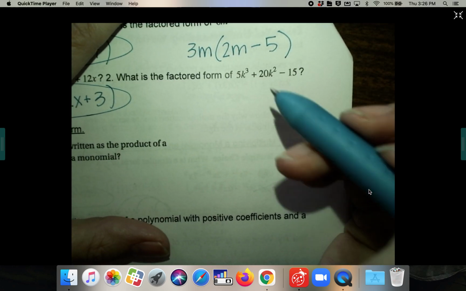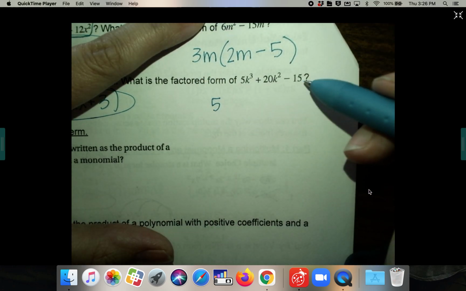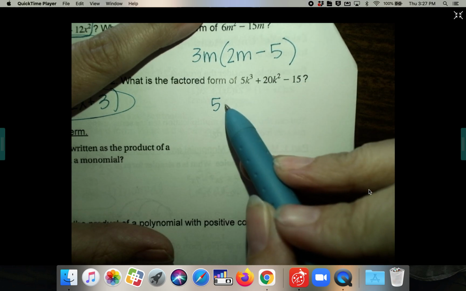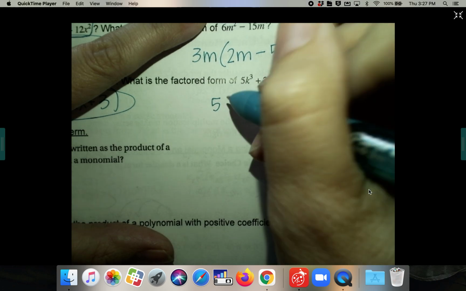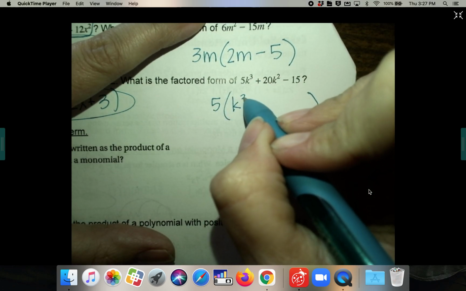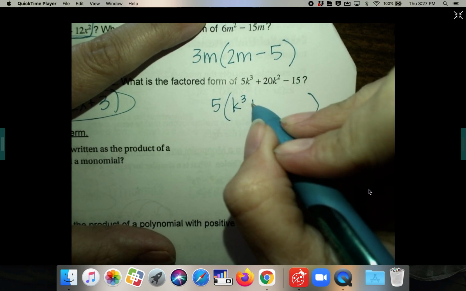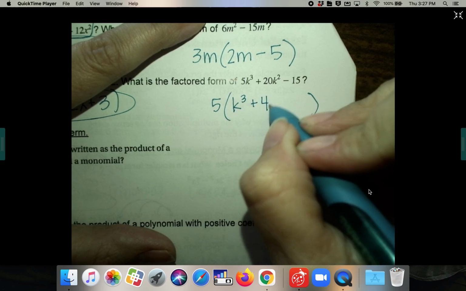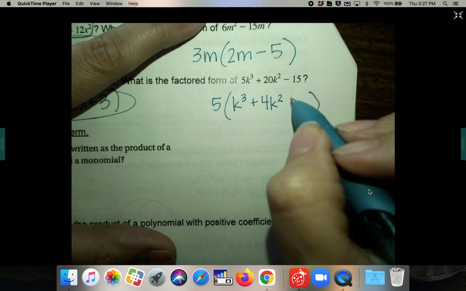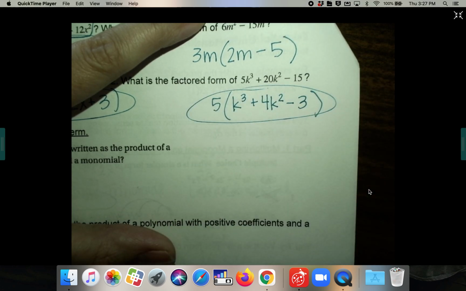When you go to this one, the biggest thing you can pull out is 5, meaning divide. You could not pull out a k because there is none on this term, so you should not have factored out a k. Now instead you should do k to the 3rd is left inside because 5 times k to the 3rd is 5k to the 3rd. 5 times 4k squared would be our 20k squared. And 5 times negative 3 gives us that negative 15.